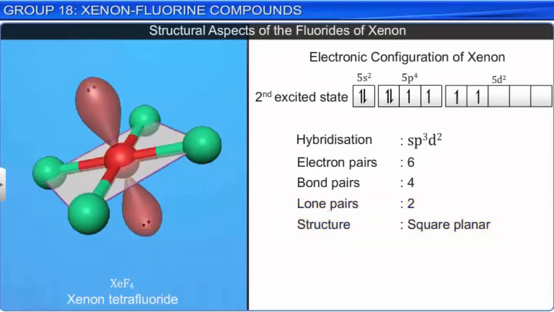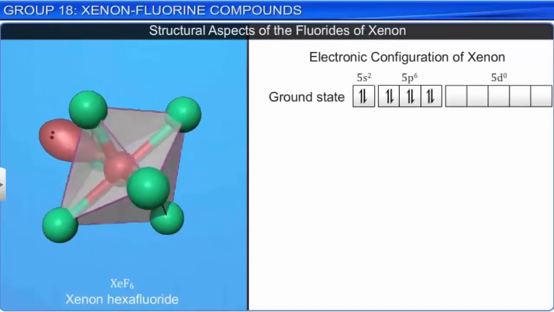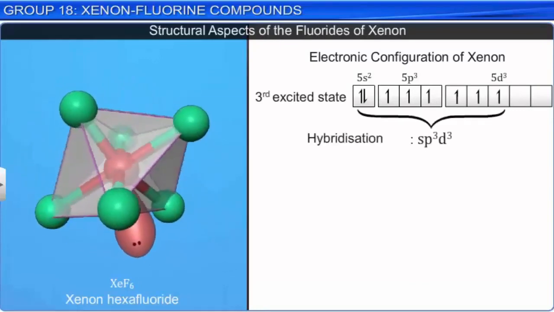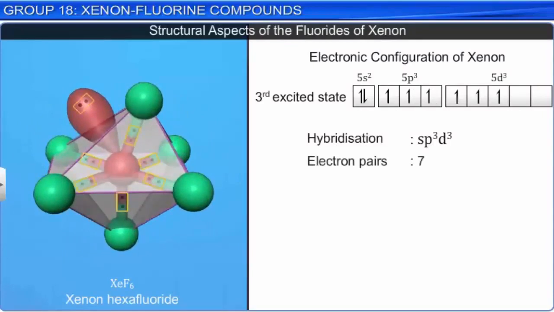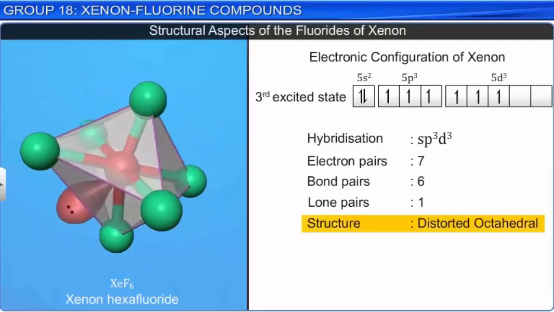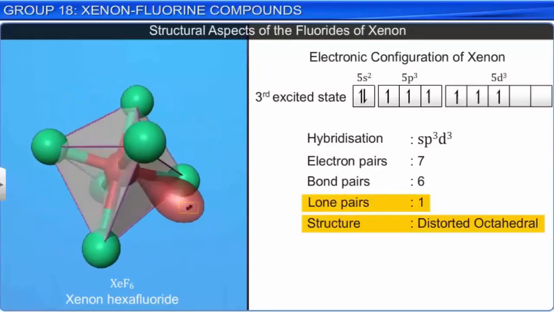The central atom, xenon, in xenon hexafluoride undergoes sp3d3 hybridization. Xenon hexafluoride has 7 electron pairs. Of these, 6 are bond pairs and 1 is a lone pair. The structure of xenon hexafluoride is distorted octahedral, owing to the presence of the single lone pair of electrons on the central xenon atom, as shown here.